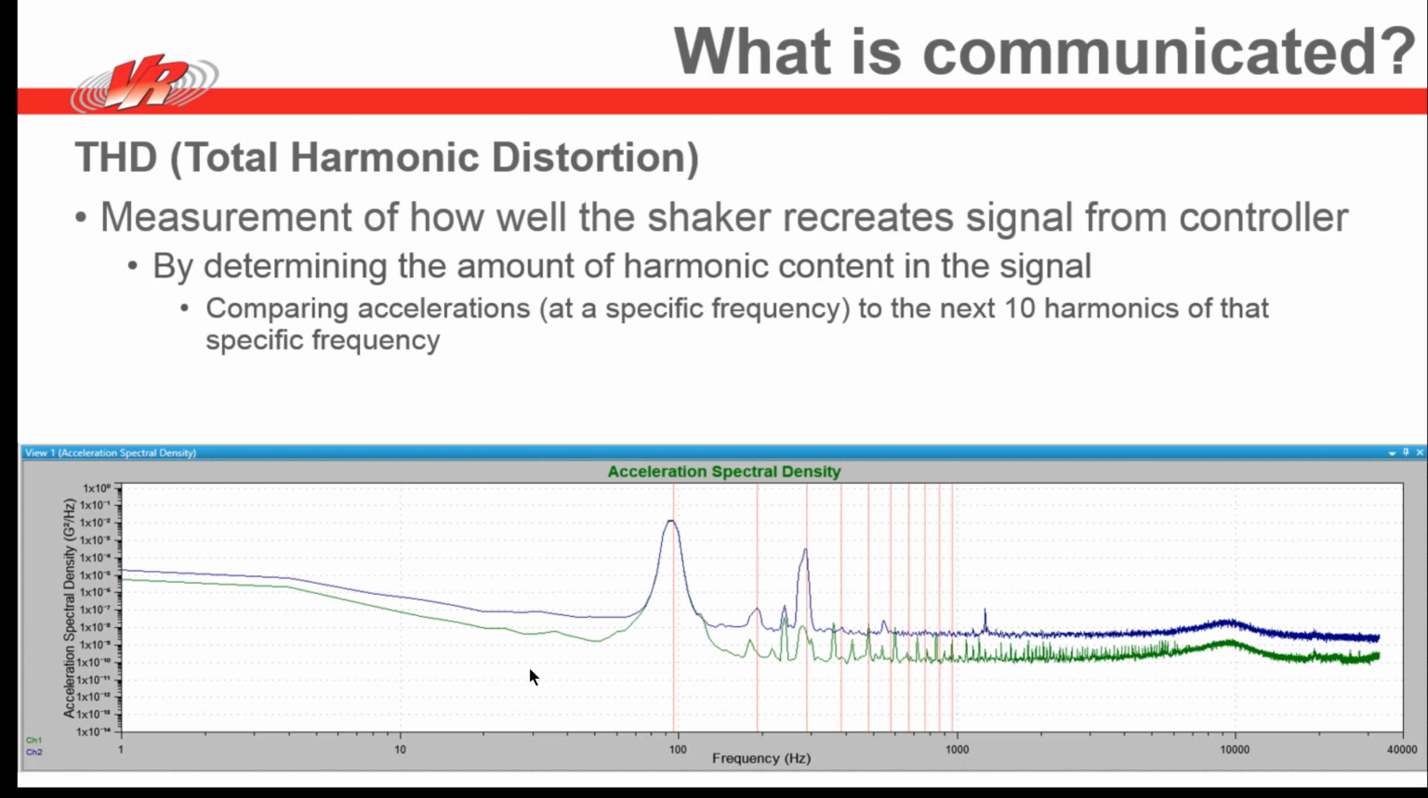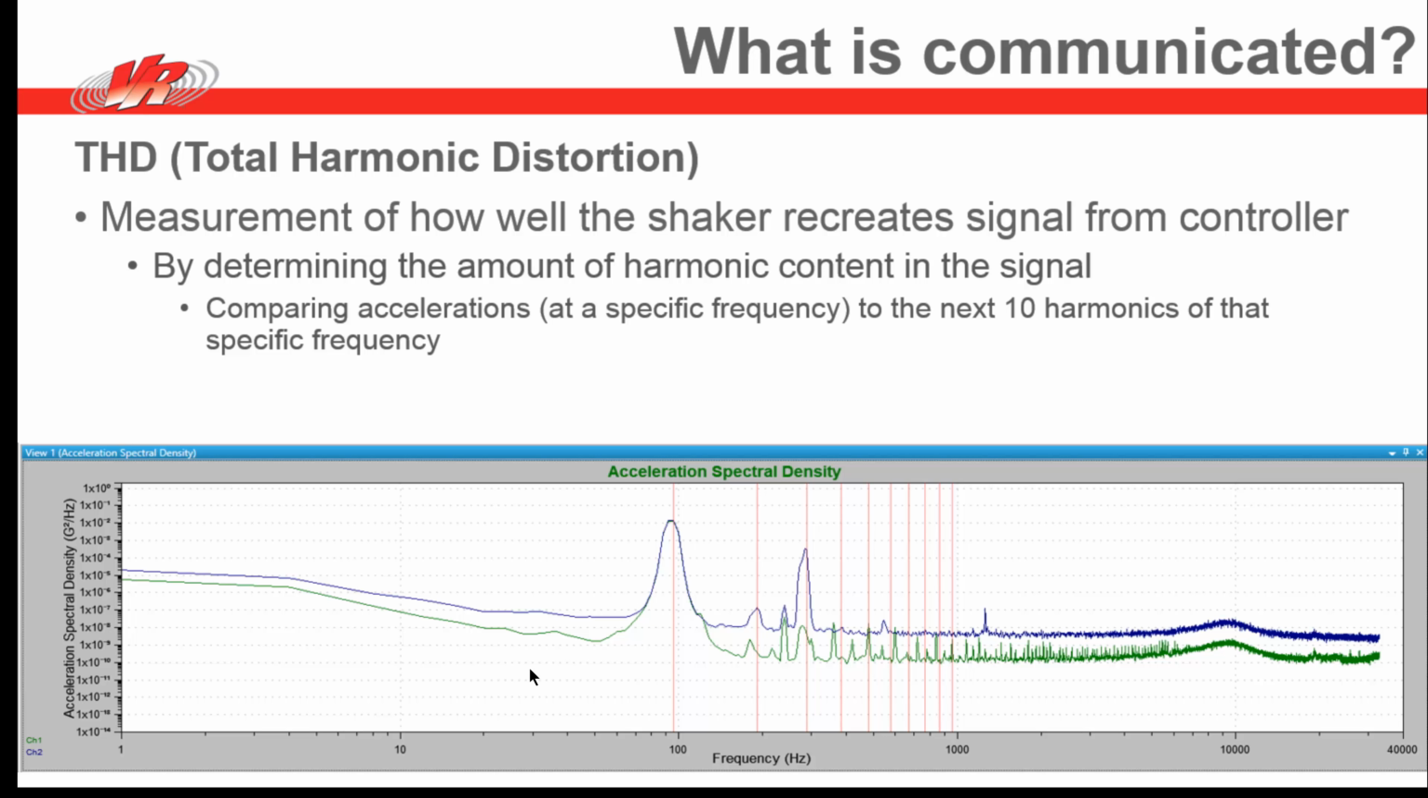Total harmonic distortion is the second plot that we want to focus our attention on. It's in the analyzer package. It's a measurement of how well the shaker recreates a signal from the controller. When there's the whole system, the amplifier and the controller and the accelerometers, there is going to be some harmonic content that is found in the signal, and that harmonic content distorts the sinusoidal wave that we're trying to generate.